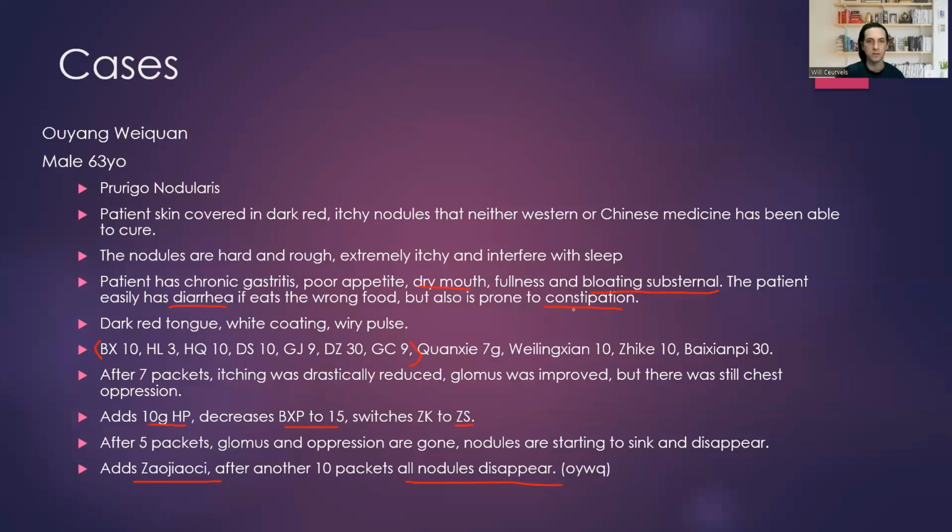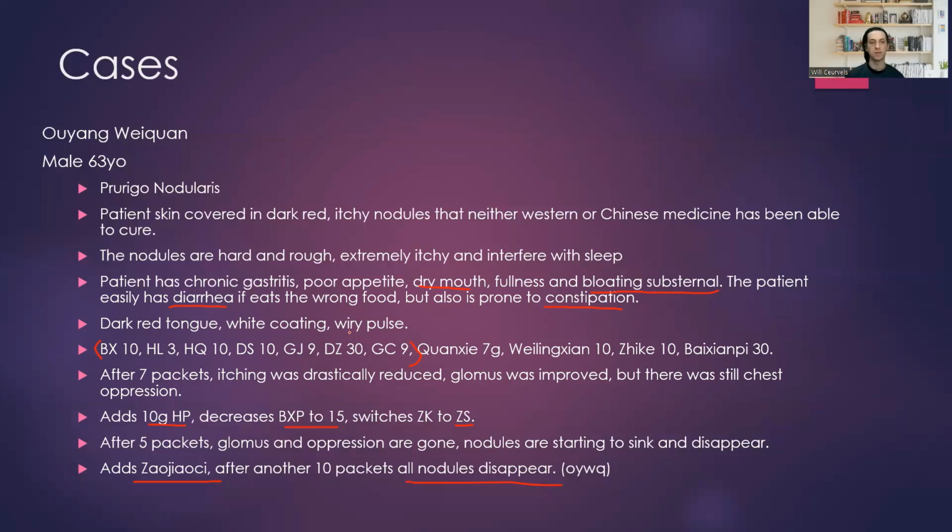Now, so those are some objective signs. You have the wiry pulse, which again, like Shruqi said with Banxia Xiexin Tang, we often have either a wiry or a slippery pulse. So that helps to narrow it down. You know, certainly this substernal bloating is a big thing, right? The glomus.